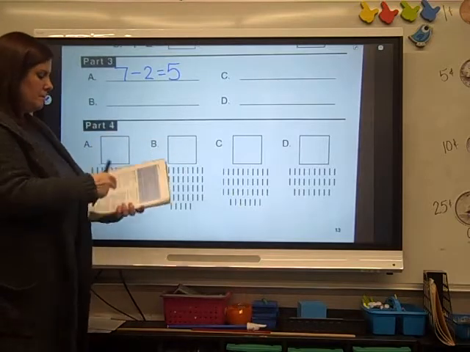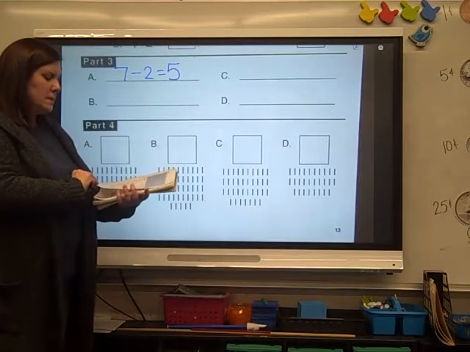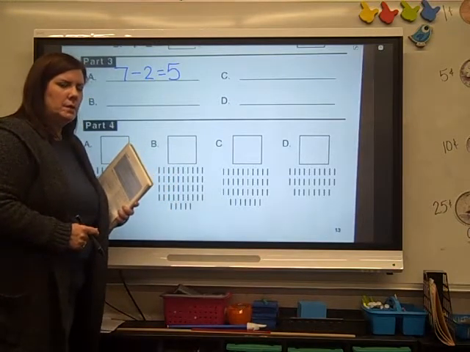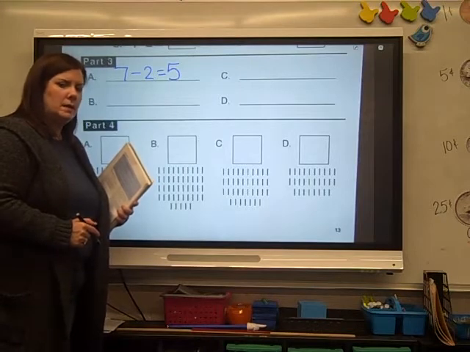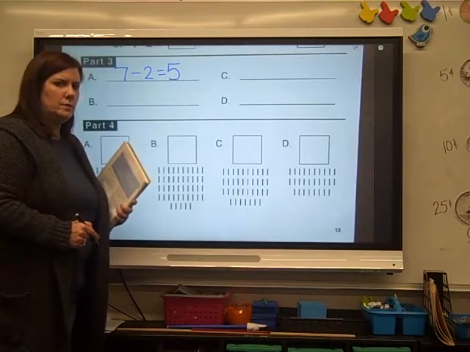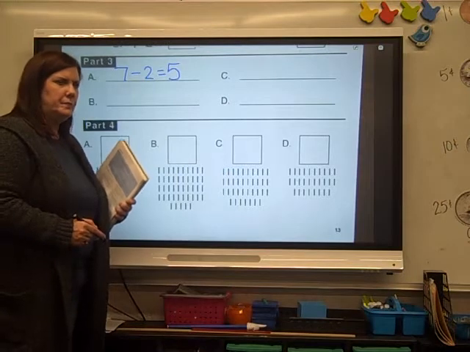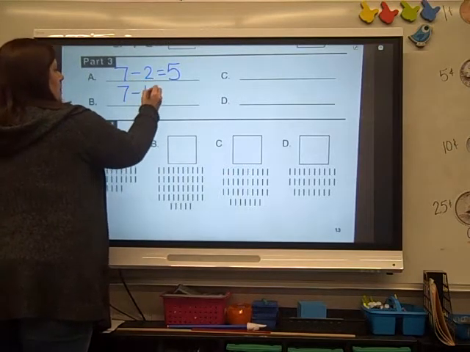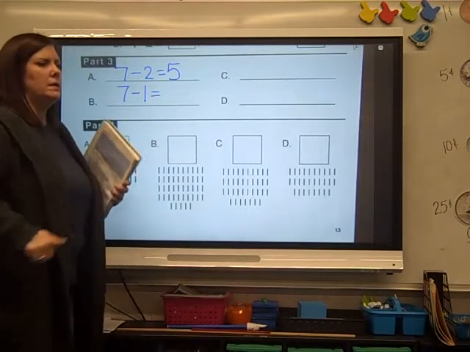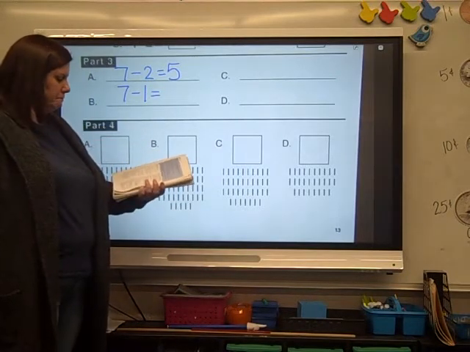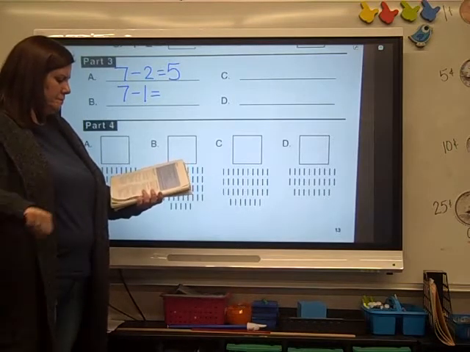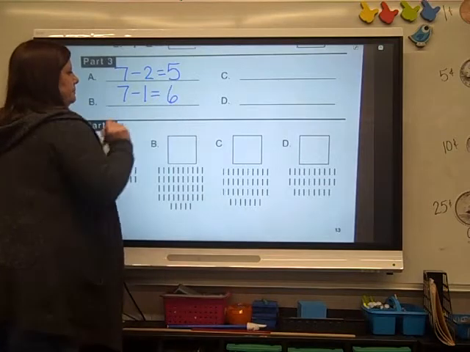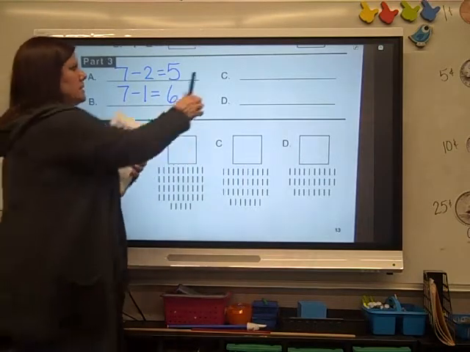Ready? 7 minus 1 equals. Ready? 7 minus 1 equals. Get an answer using your number line. Did you get 6? All right, ready? Let's go up here to C.